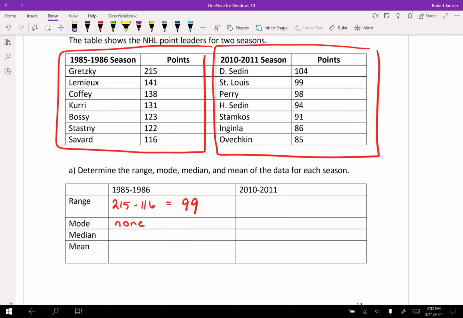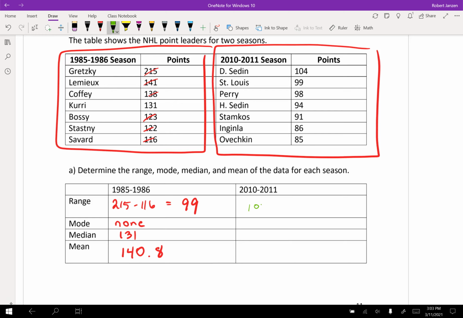Okay, the median will be the middle number if we cancel off the top and the bottom, and then the next two, and then the next two. It looks like the median is 131. Okay, and the mean, if we add them all up and divide by 7, the mean turns out to be 140.8. All right, you guys try the next one. Okay, so pause for a second and then see if you can do this.